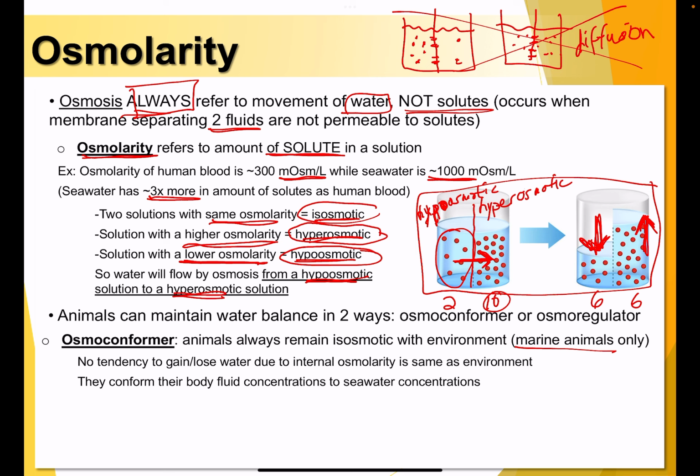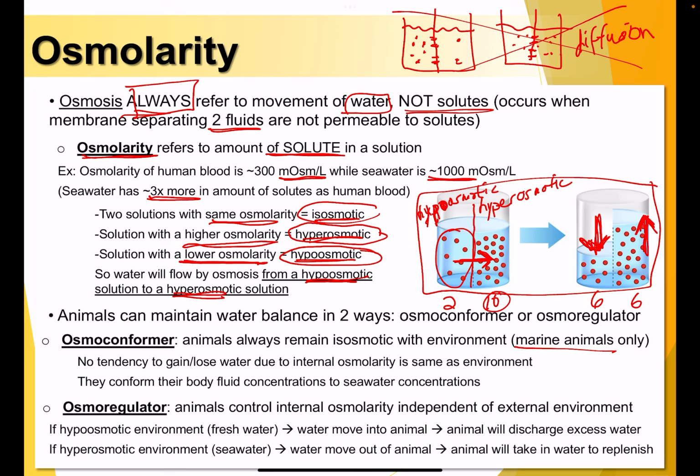So they just conform their body fluid concentrations of solutes to be the same as the seawater. That's why they are called osmoconformers, because they transform or conform their body's solute concentration so that it is the same and matching the environment. Whereas the other one is not the case.